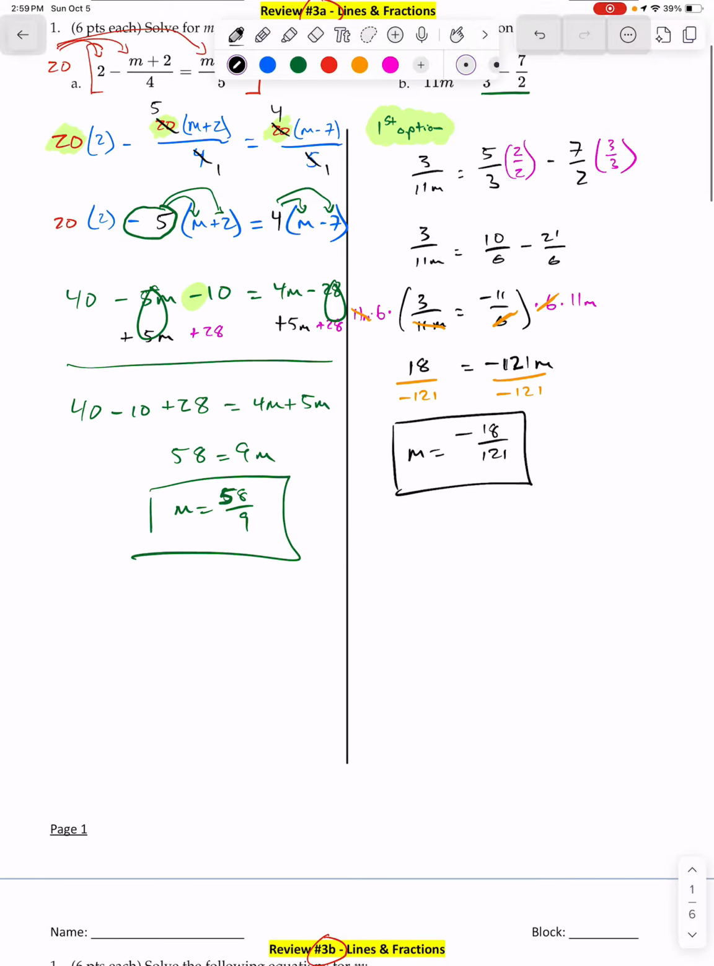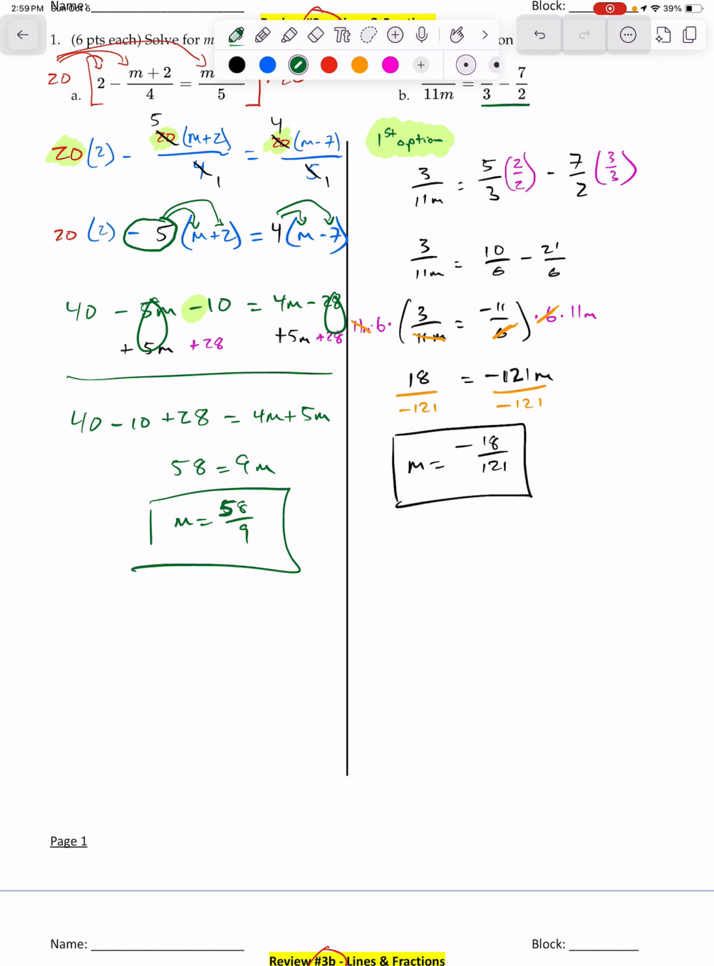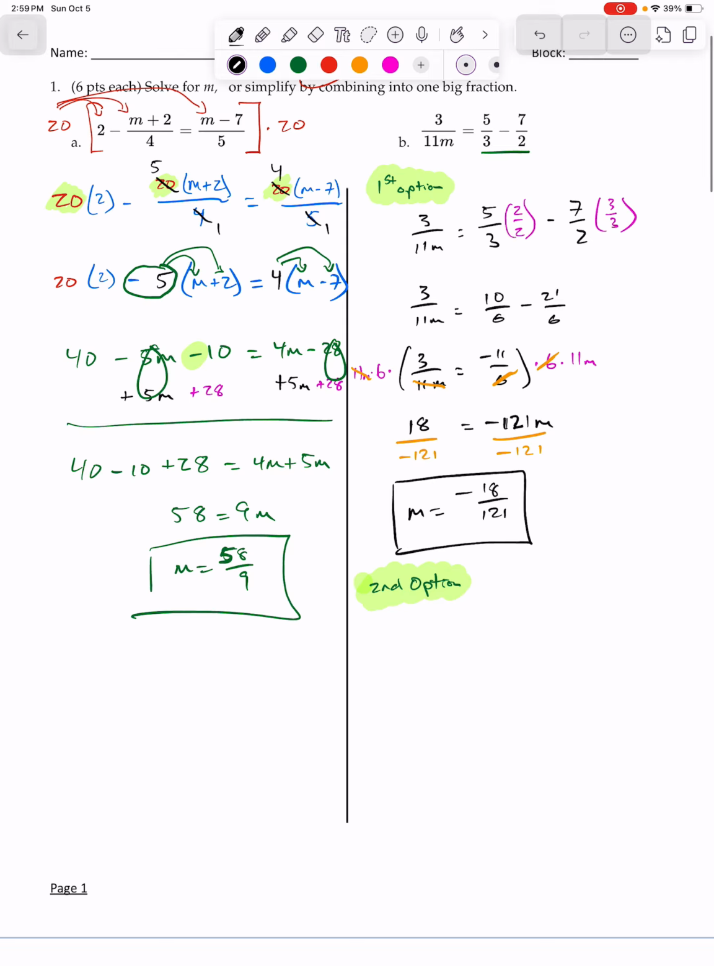I was thinking about doing a second option here. A second option, if you want to explore, would have been to multiply through by the common denominator, which I think is 66m. So 66m times the equation that we have here, 3 over 11m equals 5 over 3 minus 7 over 2, and multiply both sides by 66m.